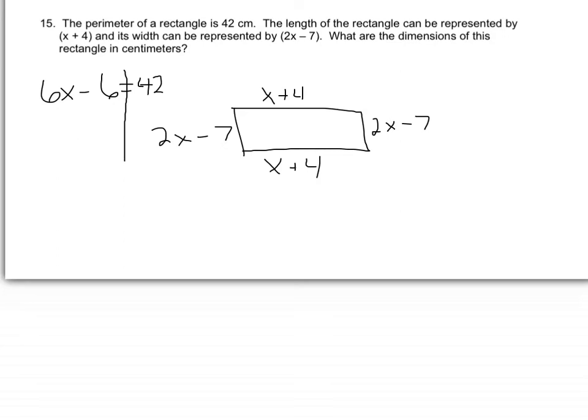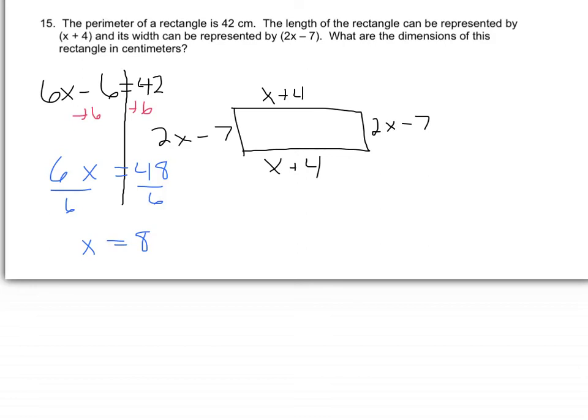So we're going to split the sides, and I am going to add 6 to both sides. And I end up with, I'm going to write this in blue so it doesn't go over there. So 6x equals 48. And then we're going to divide both sides by 6. And I find that x is equal to 8.